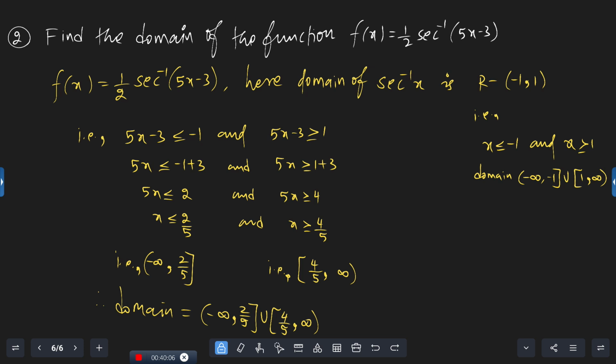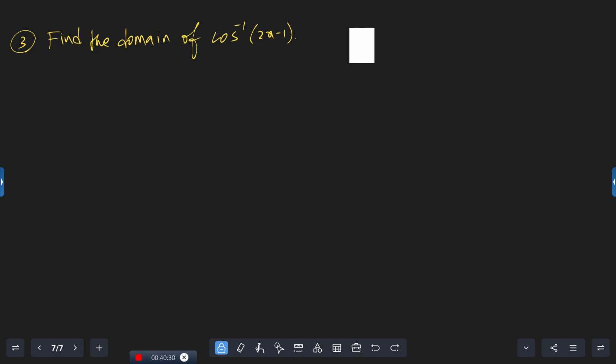Third one, cos means simple, na. So find the domain of cos inverse of 2x minus 1. Okay, cos inverse of 2x minus 1. What is the cos inverse domain, you know, children?